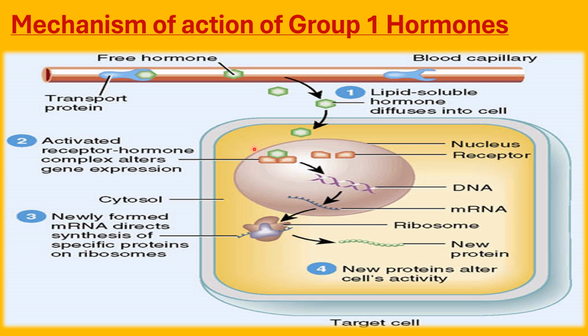Binding of this hormone receptor complex to this hormone response element on the DNA initiates the transcription of mRNA, which ultimately leads to the synthesis of new protein, and this new protein is responsible for the action of that particular hormone. So this is how the whole mechanism works for group 1, that is the lipophilic hormones.